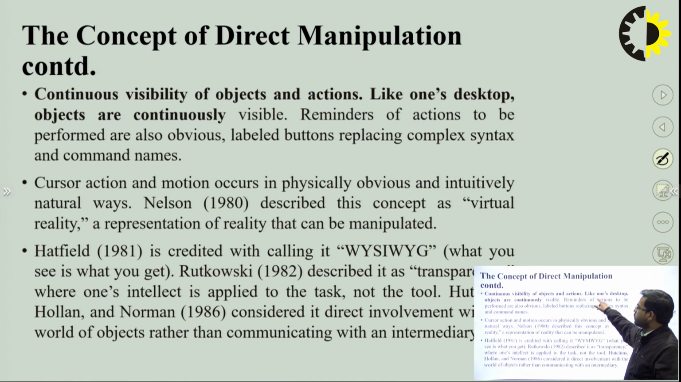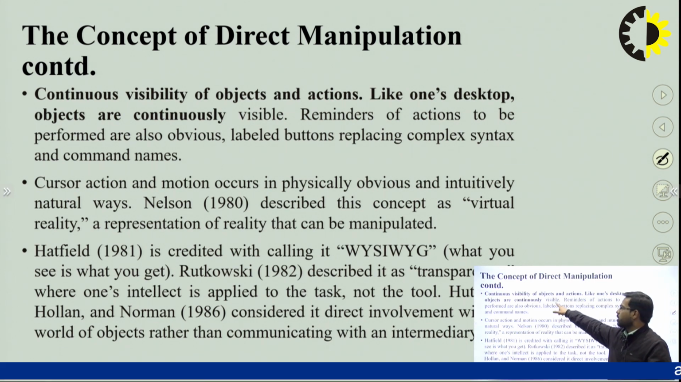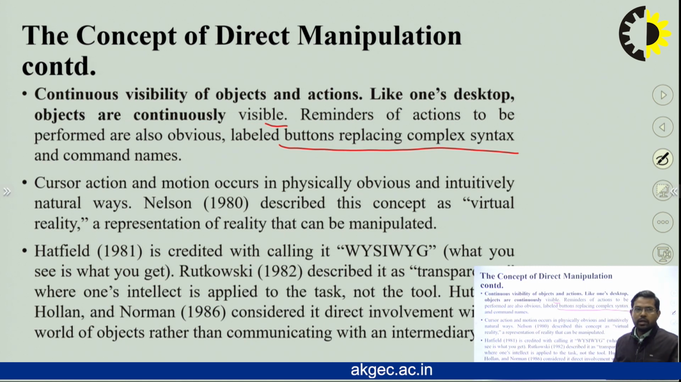The first one is the continuous visibility of the objects. Just like any object, any icons, any folders, any videos, and actions are continuously visible. We have to know what kind of actions are there. Just like when we play a video, we can reverse, forward, stop, pause, start. So these are some of the actions. Desktop objects are continuously visible, and reminders of actions to be performed are also obvious, just like labeled buttons, replacing complex syntax and command names.